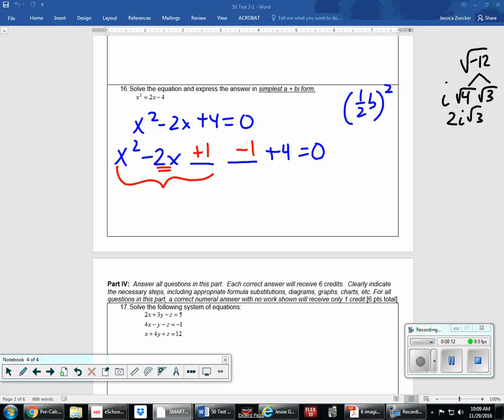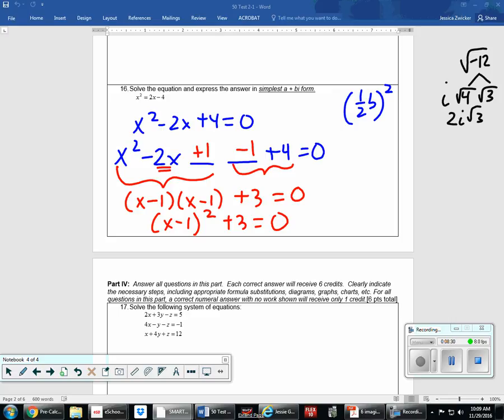Complete the square allows us to create a trinomial that can be factored and a constant term. Once your factors are done, they should be the same. You have x minus 1 squared plus 3 equals 0. Subtract 3 on both sides, and you get x minus 1 squared equals negative 3. Take the square root. x minus 1 equals plus or minus. The negative becomes an i.